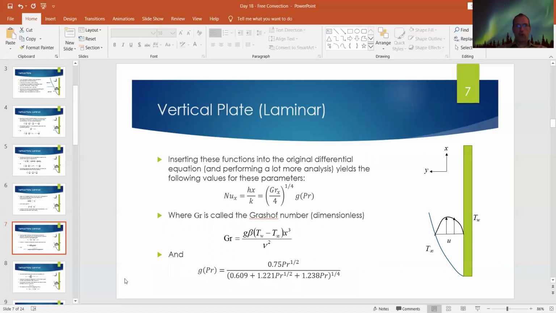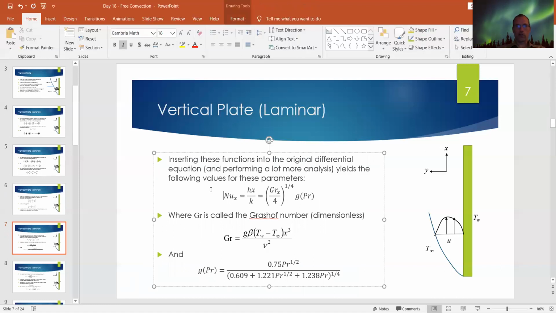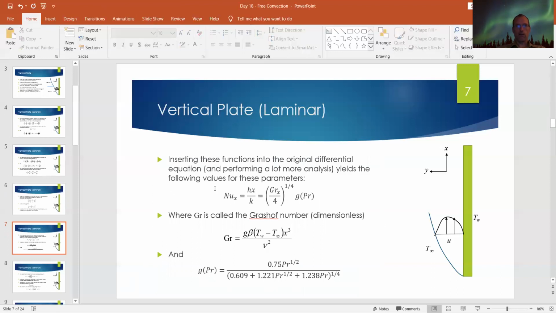Putting these back into my original differential equation and doing a lot more math that I'm going to spare you the details on gives me the following equation for my Nusselt number. The Nusselt number based on my location x is h times x over k, the same standard definition of Nusselt number. It is equal to the Grashof number over 4, all to the 1/4 power, times g, a defined function. This function is a function of only the Prandtl number. GR is called the Grashof number.